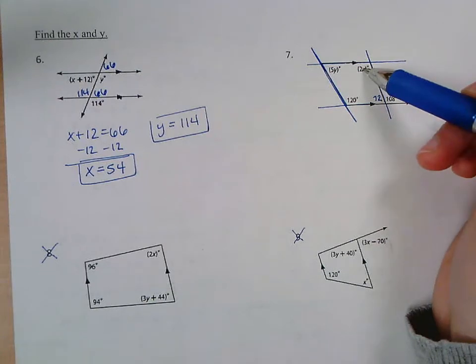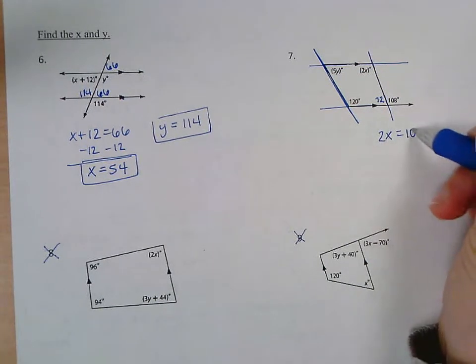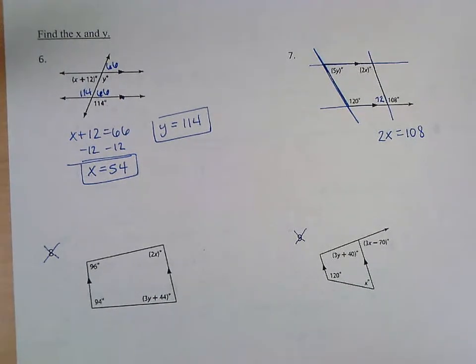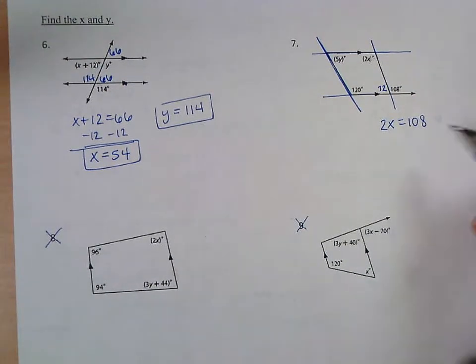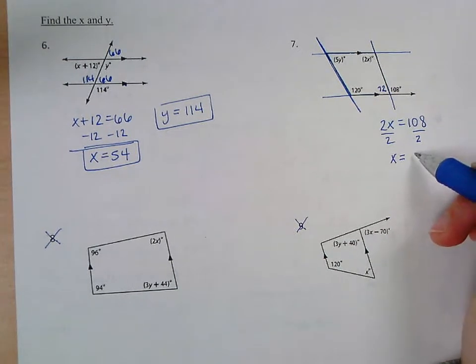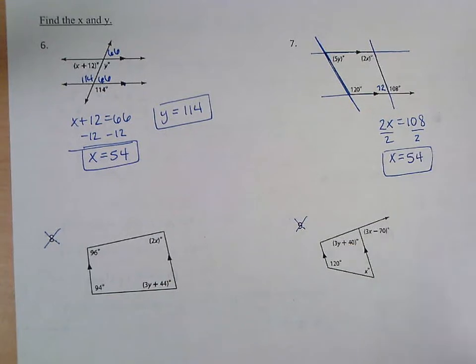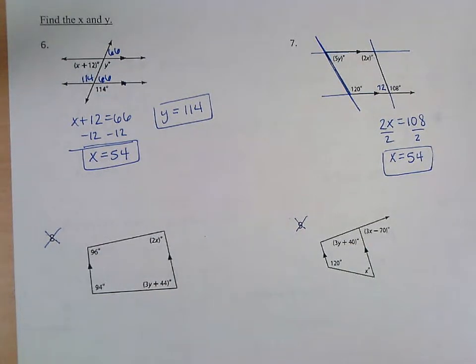So 2x should equal 108. Okay, so now if I divide by 2, x would be 50. Thank you. I was thinking 56 and I knew that was right. 54. And then how do we find y?